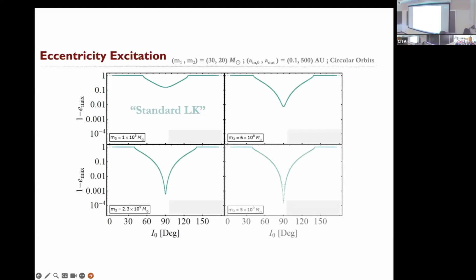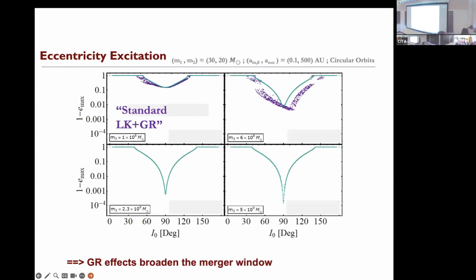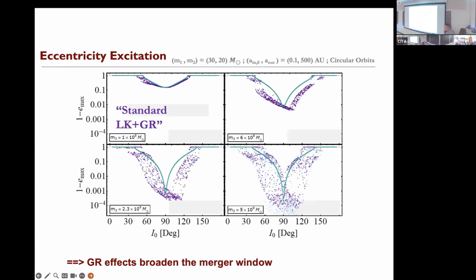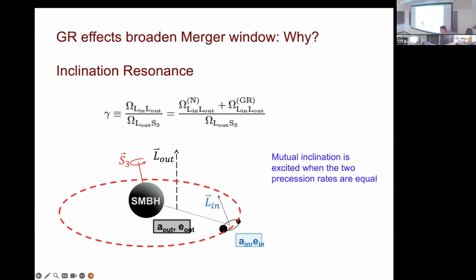And the main takeaway is that this GR effect associated with the spin of the black hole can also broaden the Kozai window. Namely, if you don't have this additional GR effect, you can merge only within a narrow range around 90 degrees. But if you add this GR effect, you can have a broader range of angles, so it increases the chance of merging. Why is that?